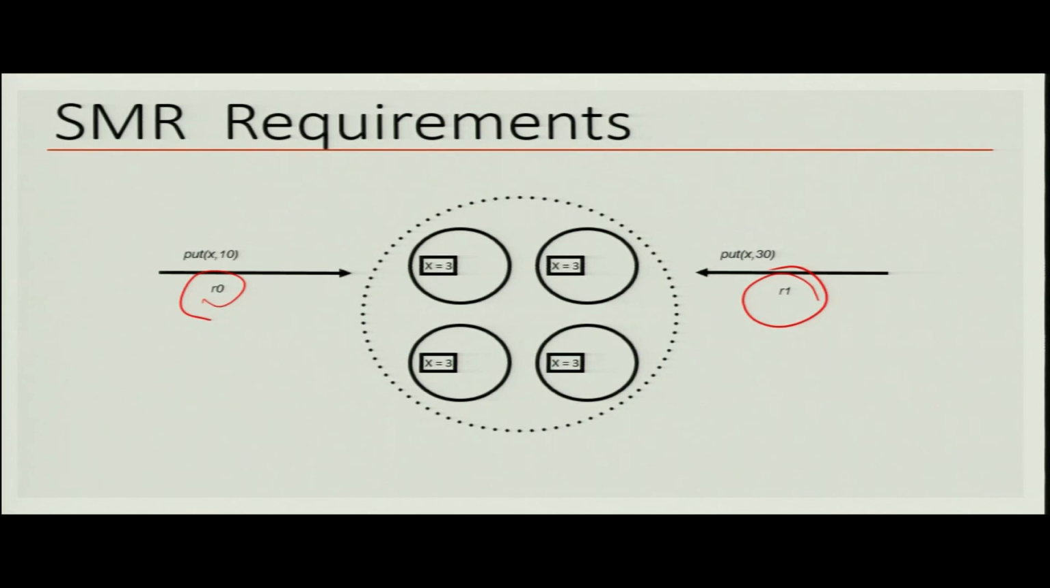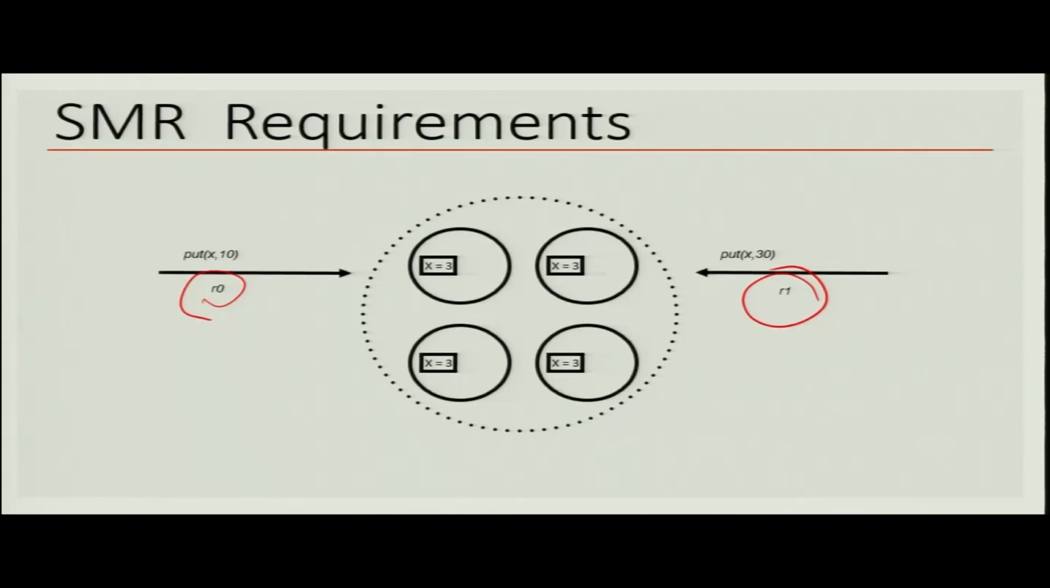Now, in this case, somebody has to decide in what order these transactions should be executed, because if the order is R0 first and R1 second, then x will first change to 10 and then it will change to 30. If R1 goes first, then x will first change to 30 and then to 10. So, after these two transactions, if somebody asks the value of x, what the answer will be will depend on the order in which the transactions were done. That also means that all these replicas should do the transactions in the same order.